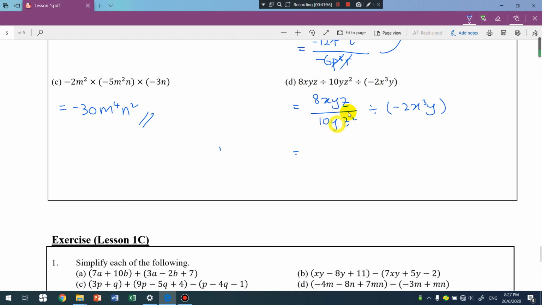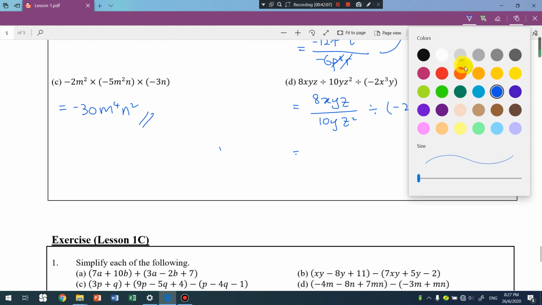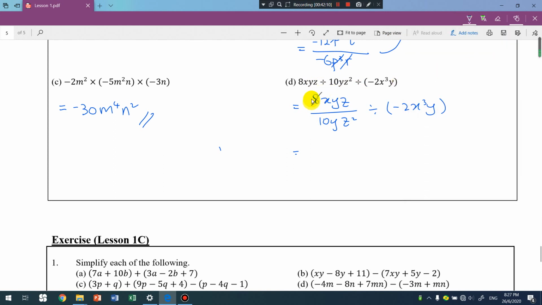Okay, so let's do this part first. 8 and 10, you can use the calculator to help you simplify these fractions. If the number is not that big, you can actually do it this way. Divided by 2, you will get 4 over 5. Okay, now you have x here. Y you can cancel. Z, you cancel this one. This is the smaller power. This is 1, this is 2. Cancel this one, and now left 1. Okay, so you have 4x over 5z.